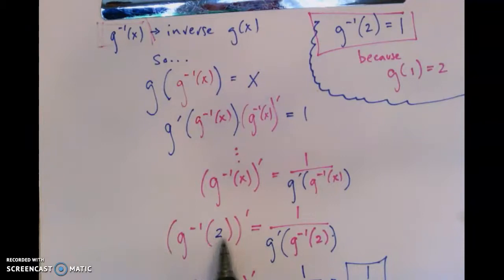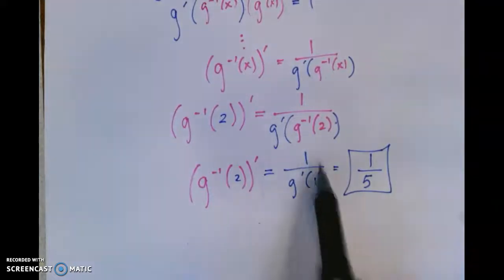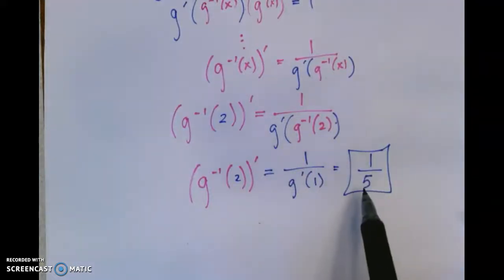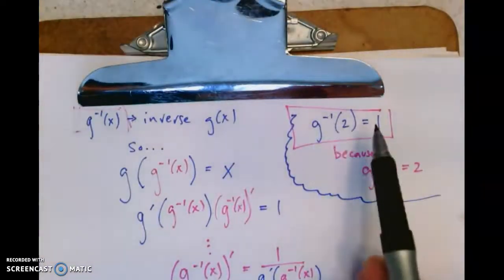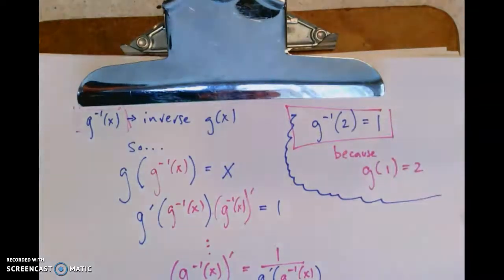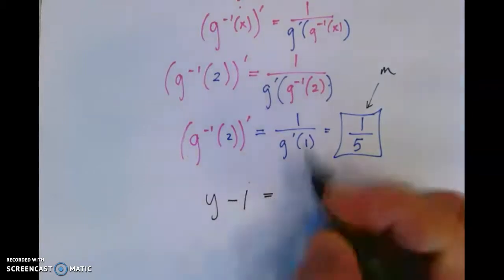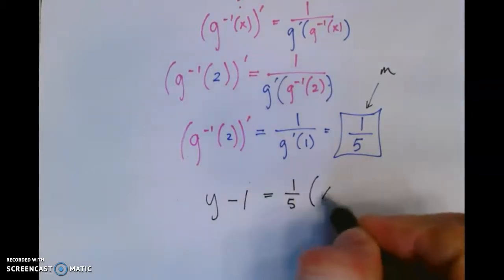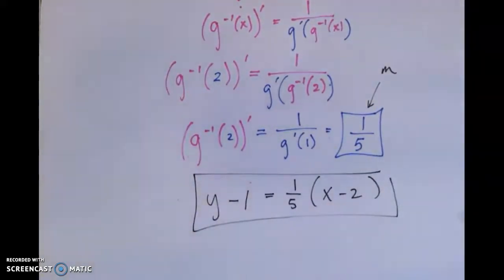Then we evaluate at 2, and we end up with 1 over g prime of g inverse of 2, which is equal to 1 over g prime of 1, which is equal to 1/5. That is our slope of g inverse at 2. The xy coordinate is (2, 1), because g of 1 equals 2, therefore we do the inverse. Therefore, our final answer is y minus 1 equals 1/5 times x minus 2. I'm sorry I went fast there, but I wanted to finish in only 15 minutes.